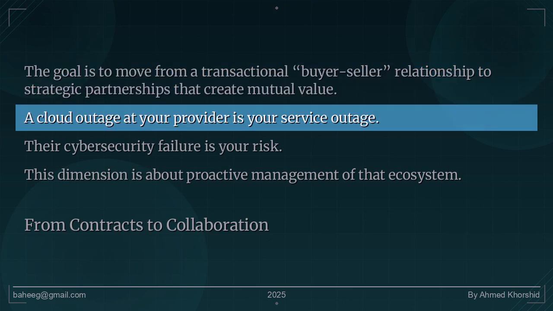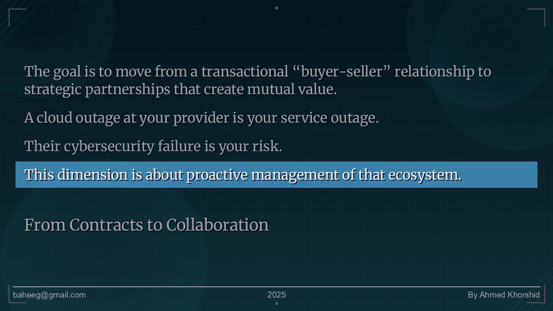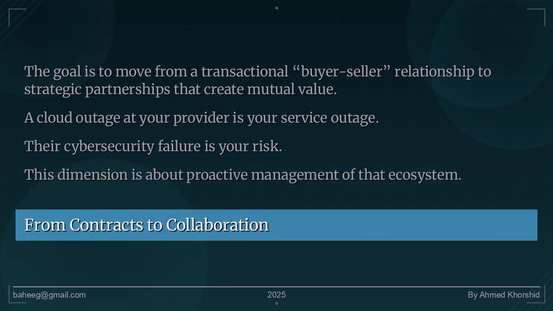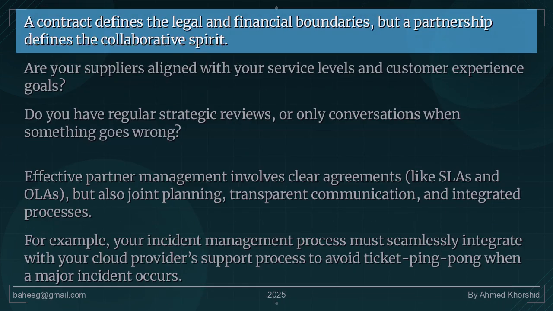A cloud outage at your provider is your service outage. Their cybersecurity failure is your risk. This dimension is about proactive management of that ecosystem. From contracts to collaboration. A contract defines the legal and financial boundaries, but a partnership defines the collaborative spirit.